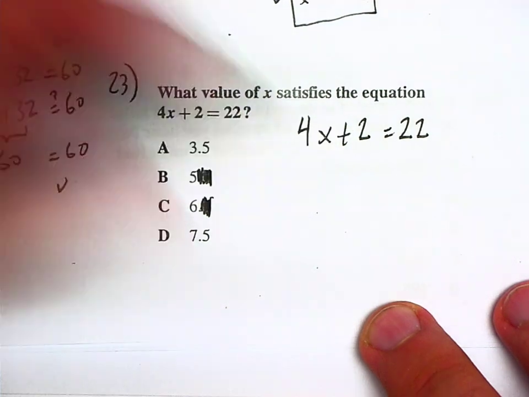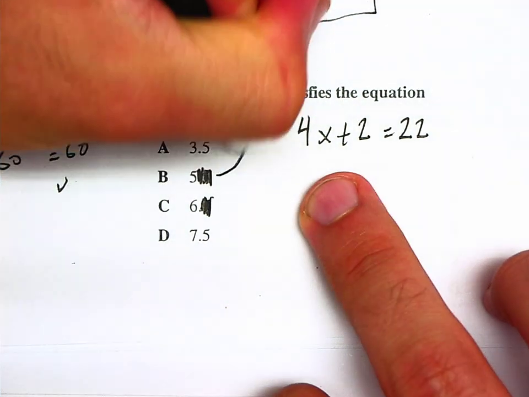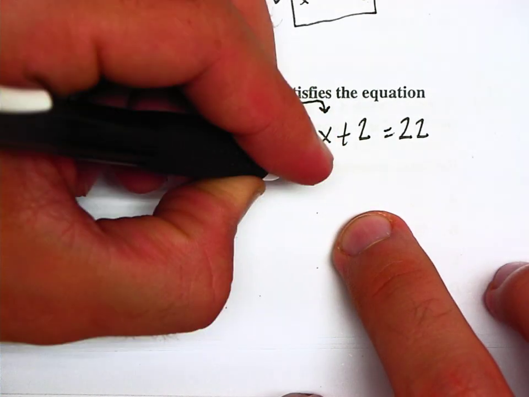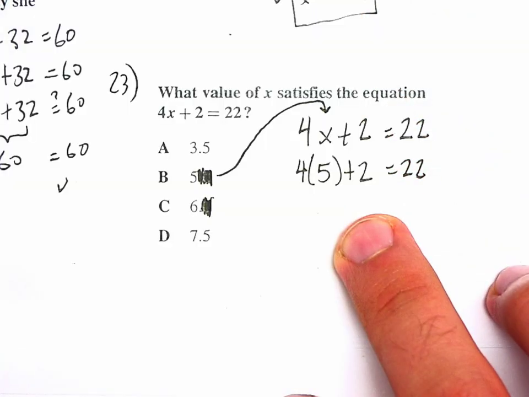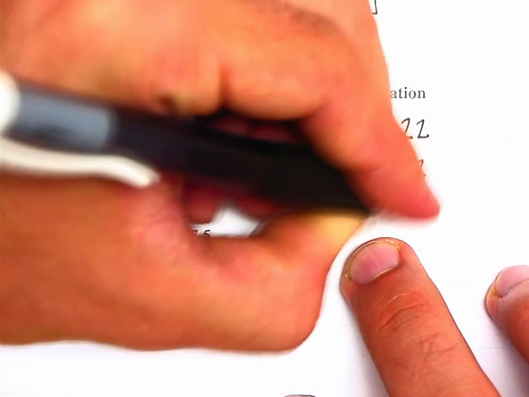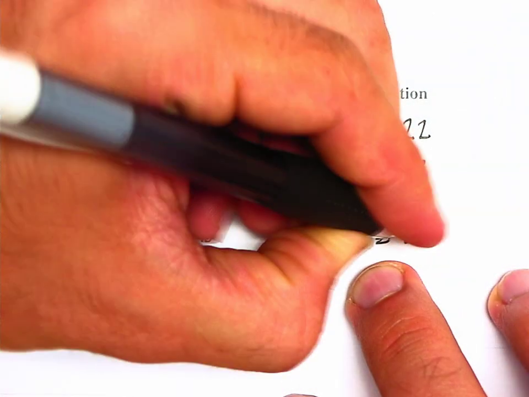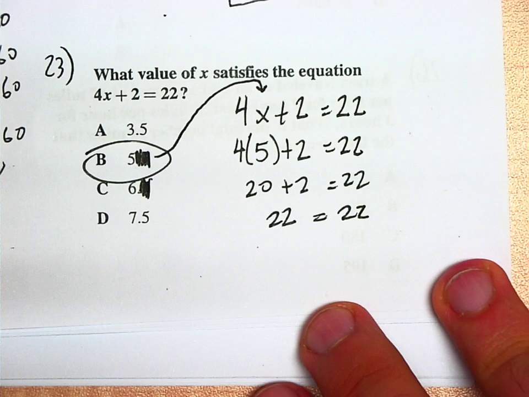So 4 times something plus 2 is 22. What should that something be? I can see that it's 5. 4 times 5 plus 2 should equal 22. 4 times 5 is 20, and 20 plus 2 equals 22. I know the answer to the equation. The solution is 5.